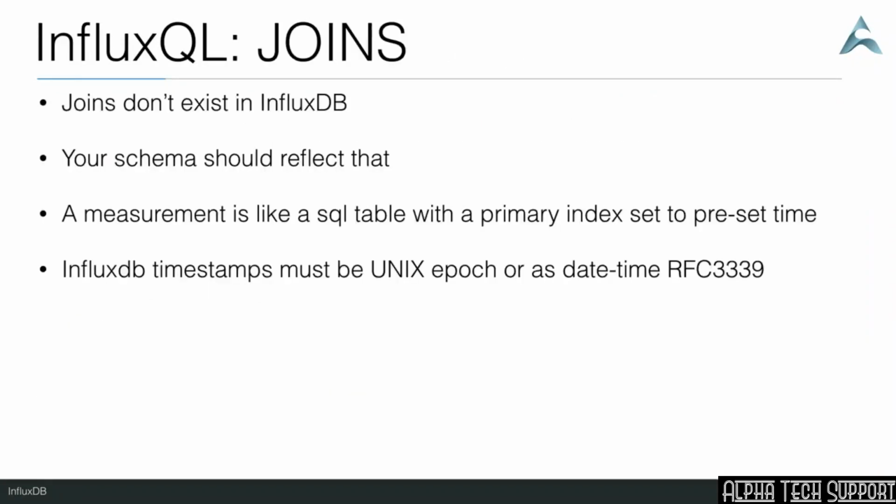Let's talk about joins. I think this will be my shortest lecture in this course, but joins don't exist in InfluxDB. There are some major disparities between SQL databases and InfluxDB. SQL joins aren't available for InfluxDB measurements. Your schema design should reflect that difference. And as we mentioned above, a measurement is like a SQL table where the primary index is always preset to time. InfluxDB timestamps must be in Unix epoch, GMT, or formatted as a datetime string valid under RFC 3339.